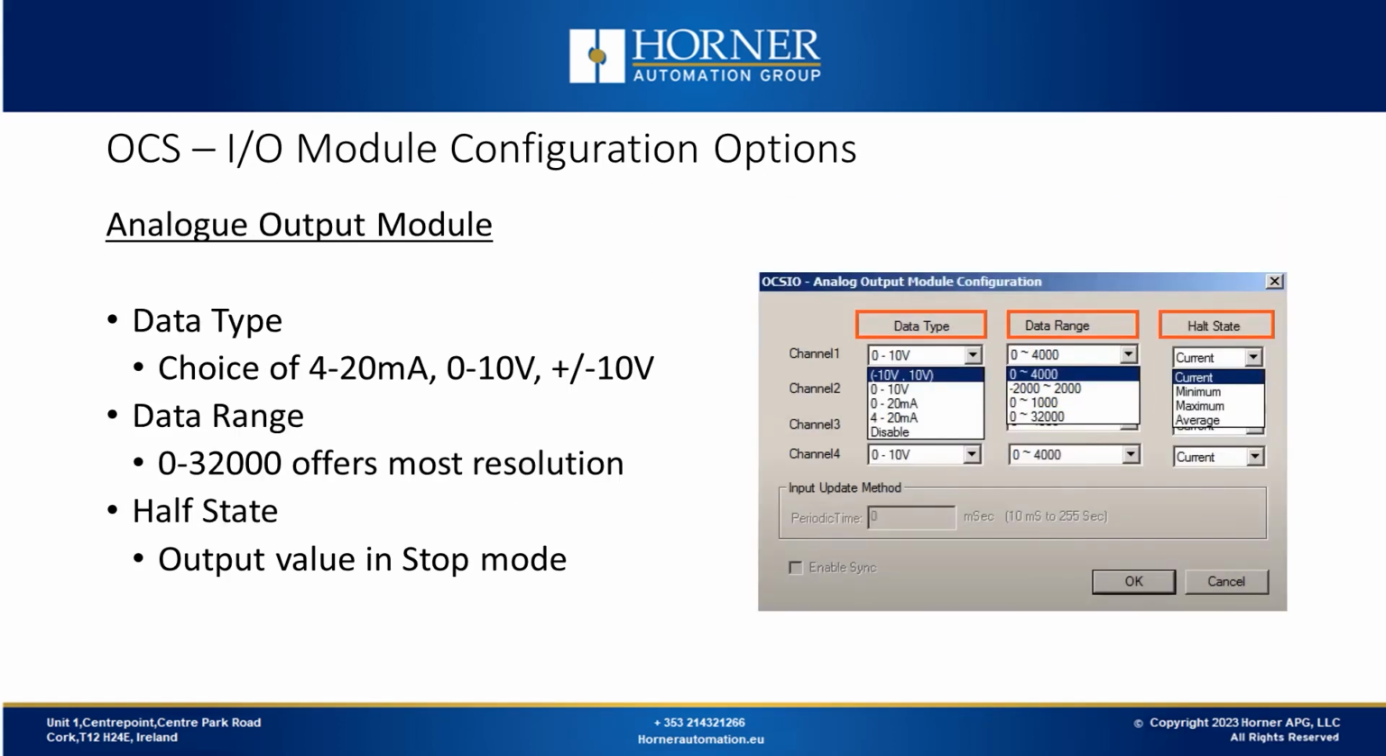Now we'll look at the 4-channel analog output module, which is very similar to the analog input module in terms of configuration. We configure the channel type, the data range, and the only extra thing is something called a halt state. So when the OCS goes into stop mode or stops communicating with the OCS-I/O base, you have your choice there of what needs to happen to the output in that scenario. The 4-channel analog output OCS-I/O module, unlike a lot of I/O systems, supports -10 volt to +10 volts.